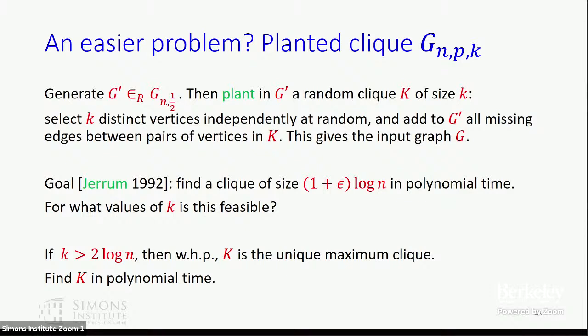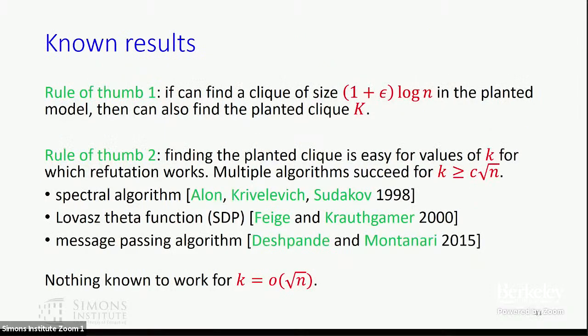Now, if k is larger than 2 log n, then with high probability the planted clique is the unique maximum clique in the graph. And then you can also ask, can you find this unique maximum clique in polynomial time? So the information is there. Can you find it in a computational way?